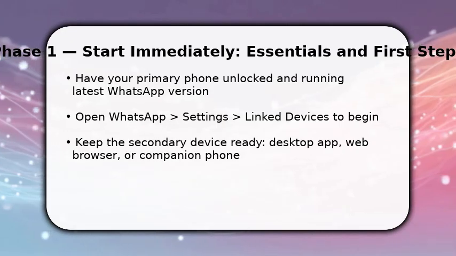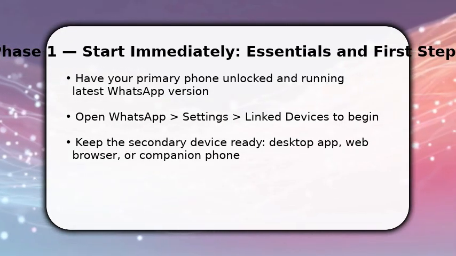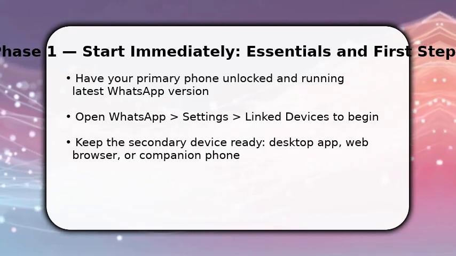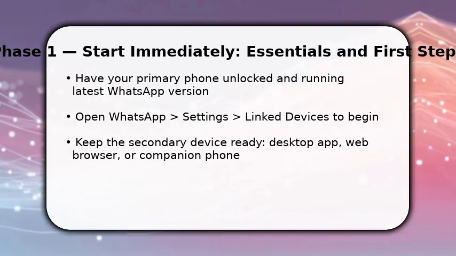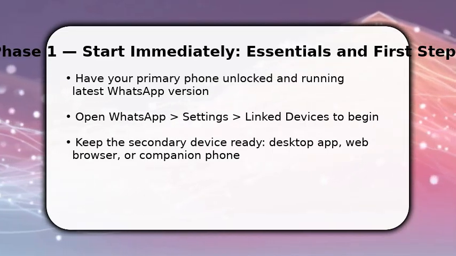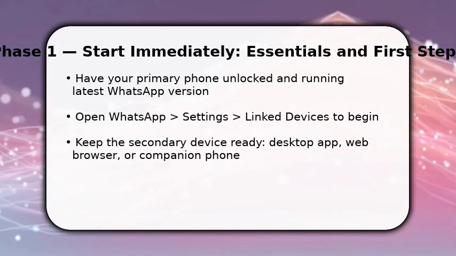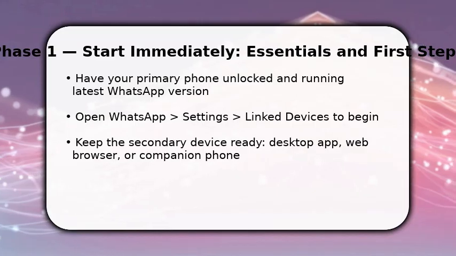Enjoy the video. You begin by unlocking your primary WhatsApp phone and opening Settings, Linked Devices. This is necessary because the phone generates the secure session codes. Once there, tap Link a device to reveal the QR scanner. Make sure the secondary device is ready, open web.whatsapp.com or the desktop app so you can scan immediately.